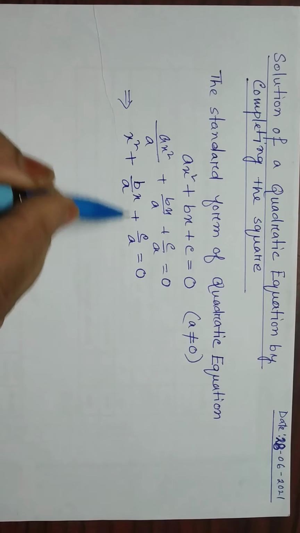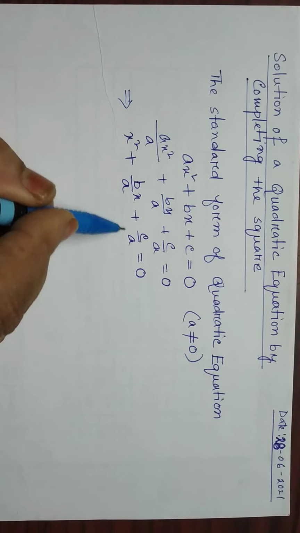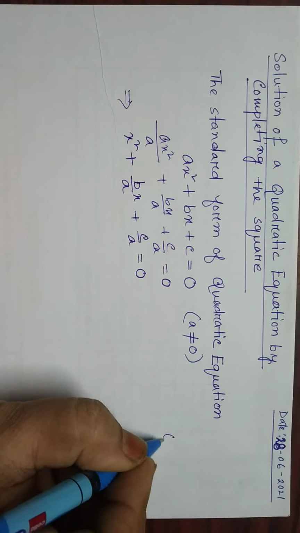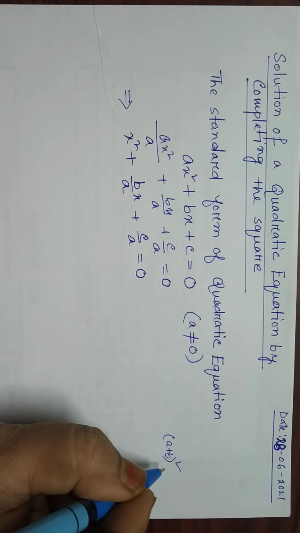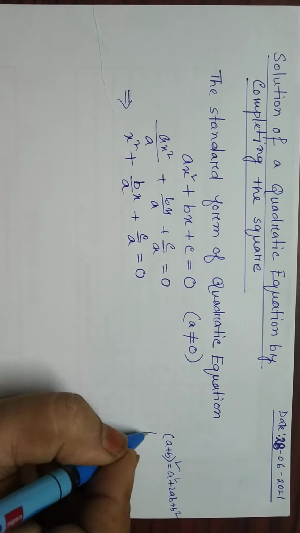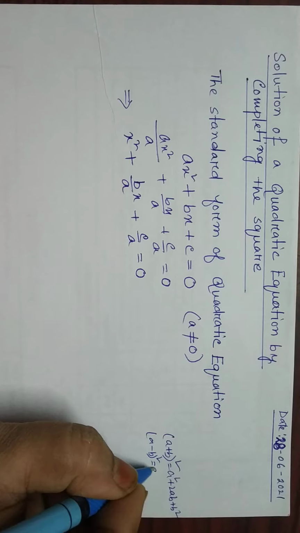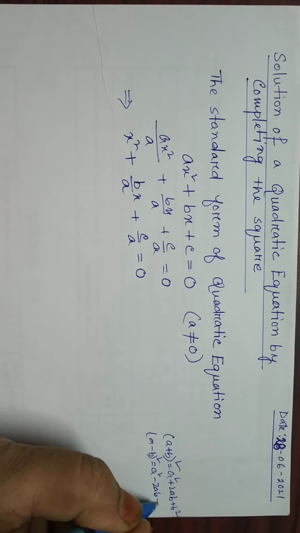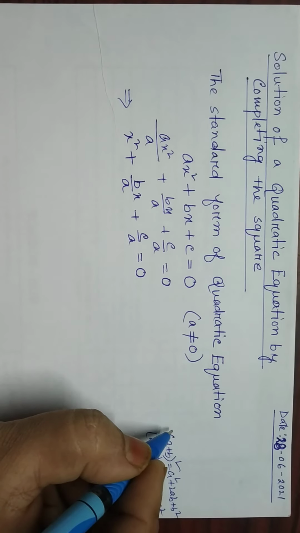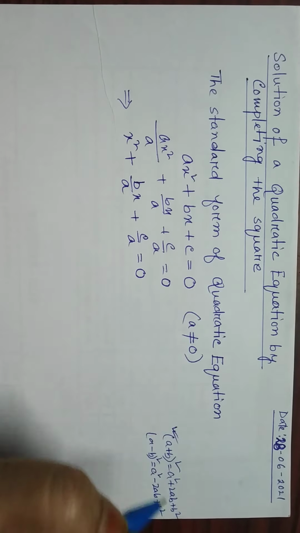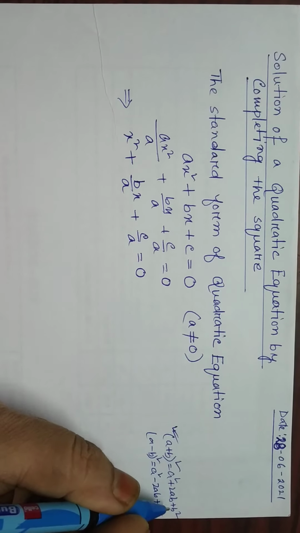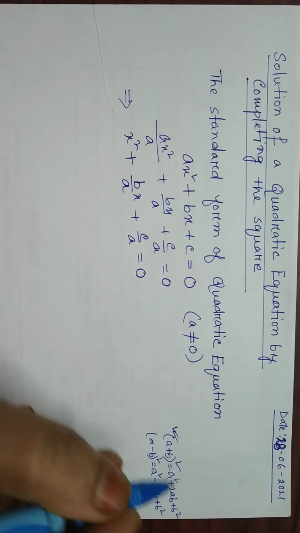Now in this part we have to make a complete square, either a plus b whole square, which means a square plus twice ab plus b square, or a minus b whole square, which is equal to a square minus twice ab plus b square. Here all signs are positive, that's why we have to make a complete square of a plus b whole square. Here a square plus twice ab plus b square, we have to make these three terms.